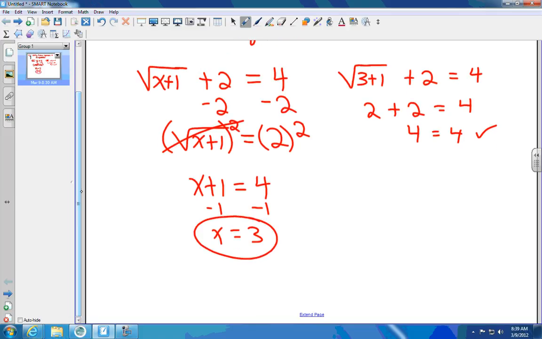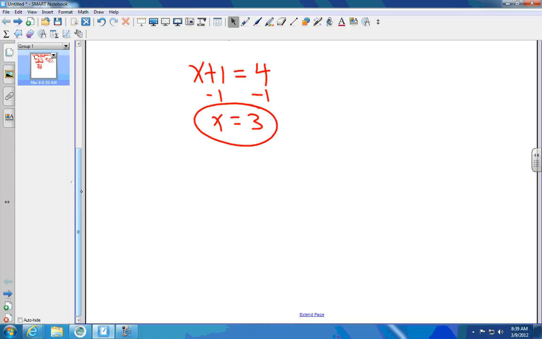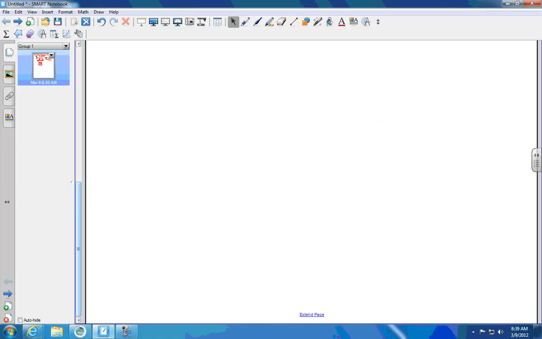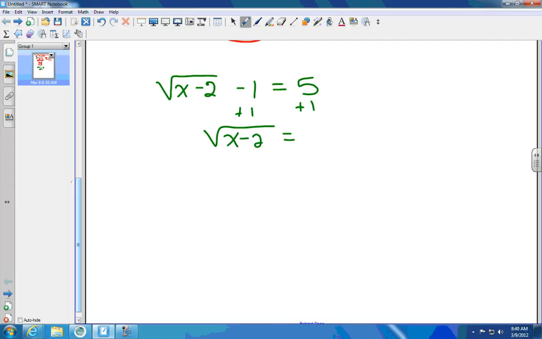We'll probably, or we will, do an example here where it will not check, just to show you, and we'll talk about it more then. Maybe one more of the easier ones. Square root of x minus 2, minus 1 equals 5. That's what we need to do first. Add the 1. So square root of x minus 2 equals 6.